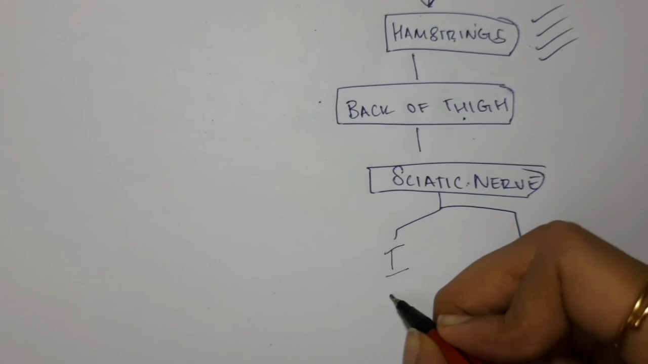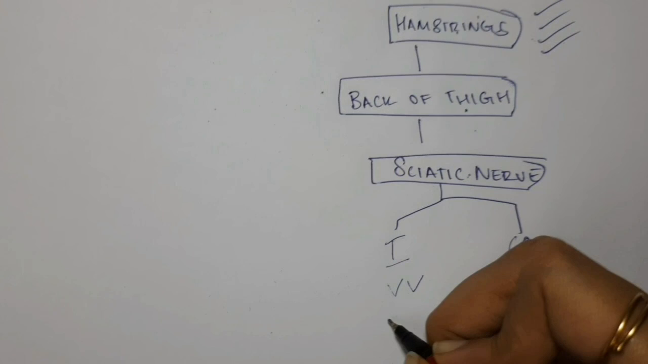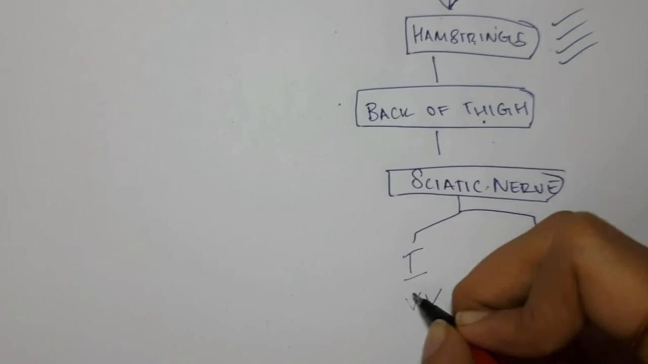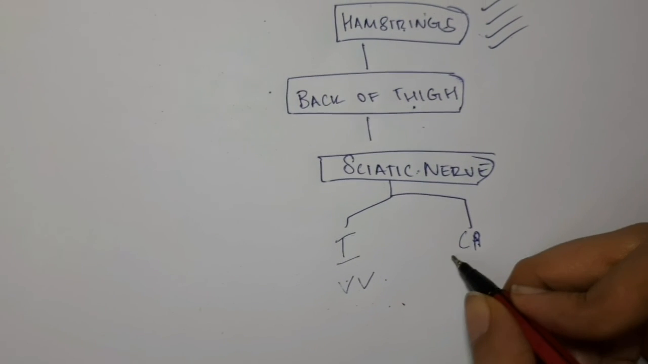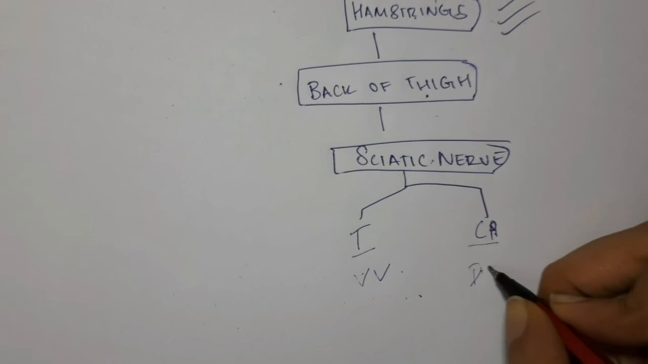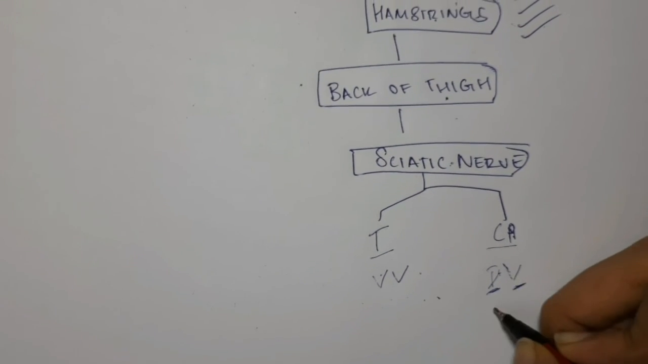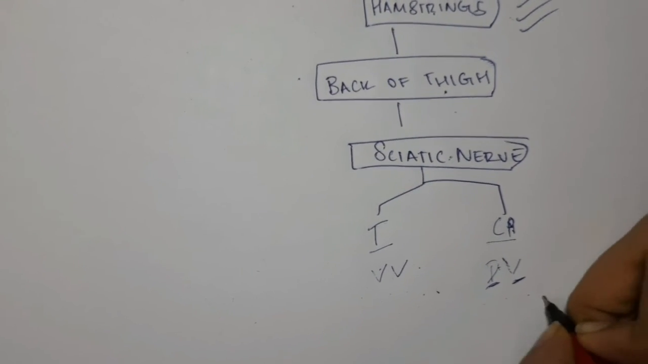The tibial part is very, very important. That's why it has L4, L5, S1, S2 and S3. That is ventral division of ventral rami. Whereas the common peroneal is, don't worry, that is it has a dorsal division of the ventral rami. And that's why it has L4, L5, S1 and only S2 but not S3.